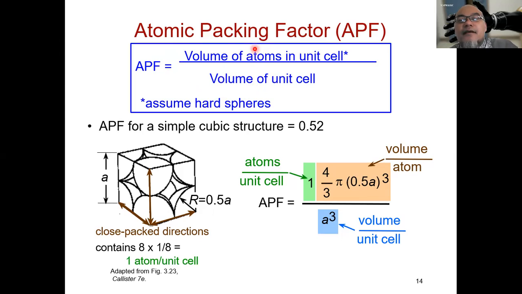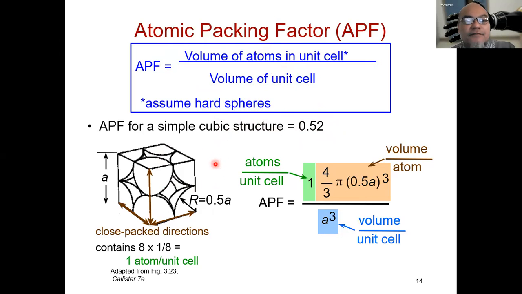Okay, and of course, it is assumed that the atom is a hard sphere. In reality, of course, it is not, because the electron is always revolving around the nucleus, so there is always empty space actually. But here in this model, we assume it is a hard sphere. So the APF for the simple cubic structure is 0.52. And how is it derived?